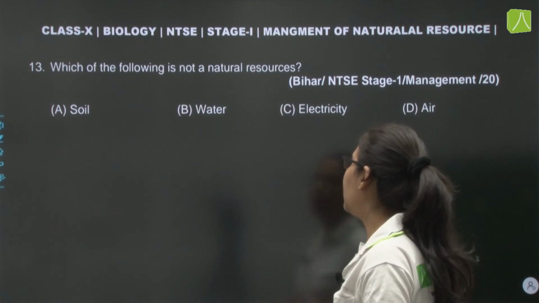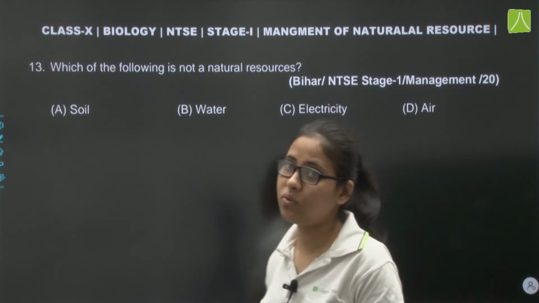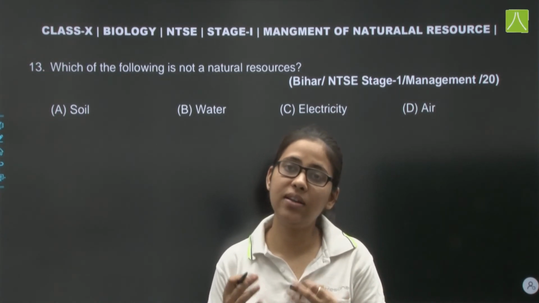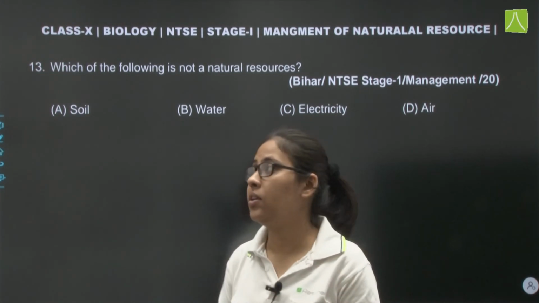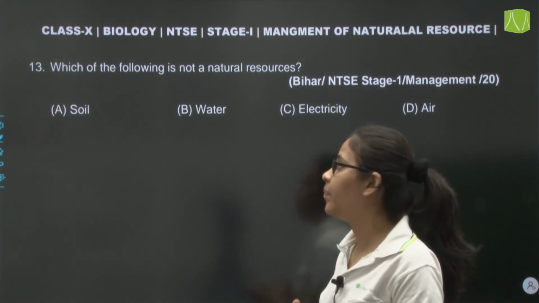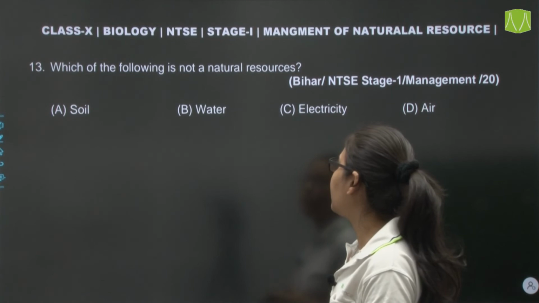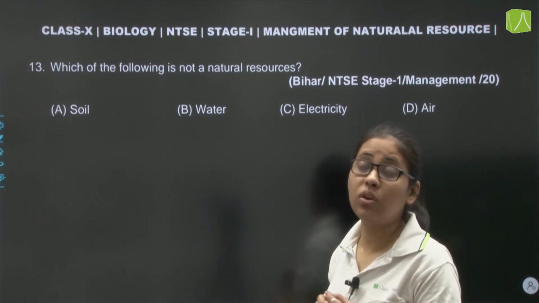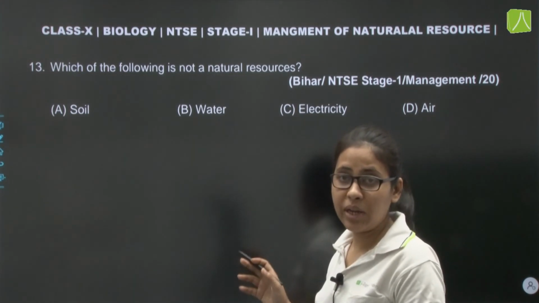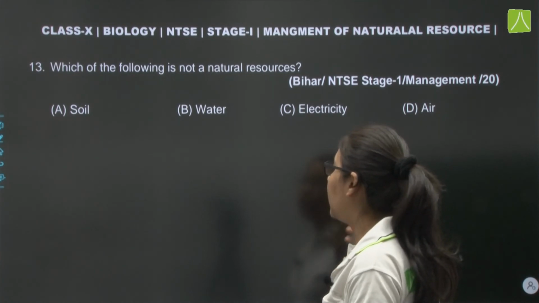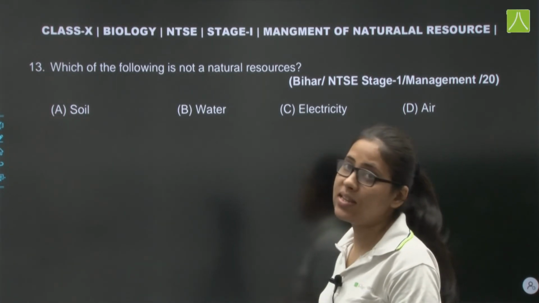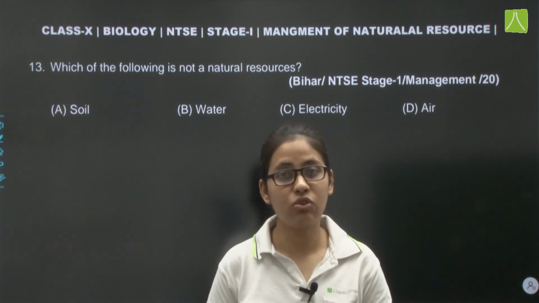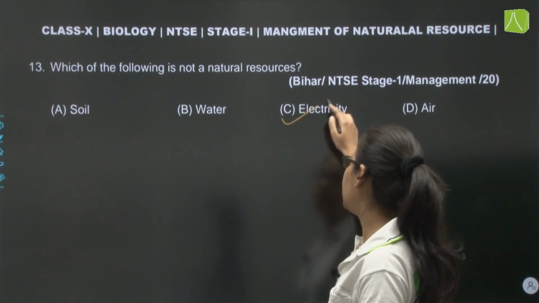Which of the following is not a natural resource? We know what a natural resource is, which is not made by humans, जिसे हमने नहीं बनाया है. It is natural, made by God, जो हमें God ने provide कराई है. So out of these 4 options, which one is not a natural resource? Soil is not made by us, water is also a natural resource, electricity is produced by human beings. So electricity is not a natural resource. So the correct answer over here is C.